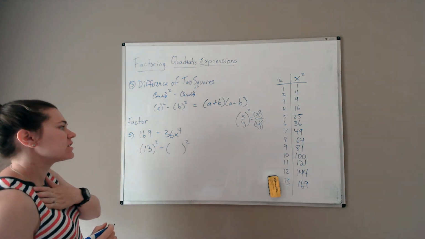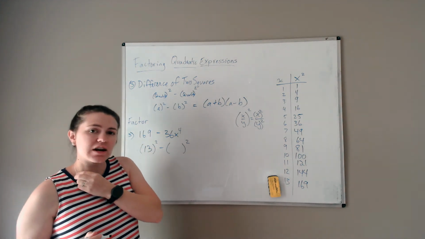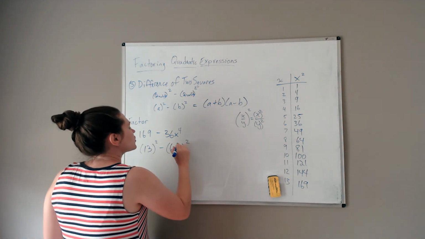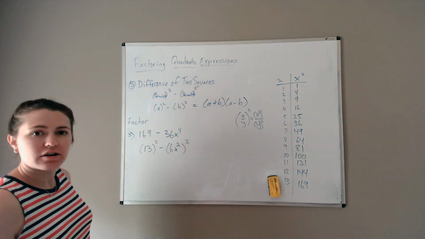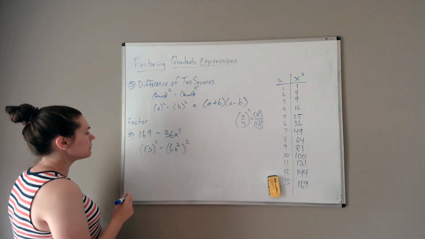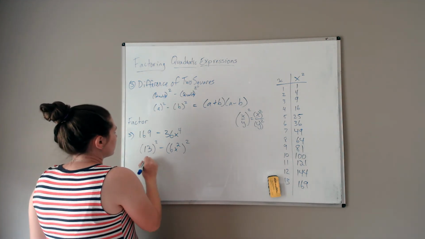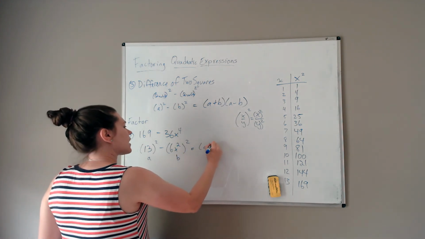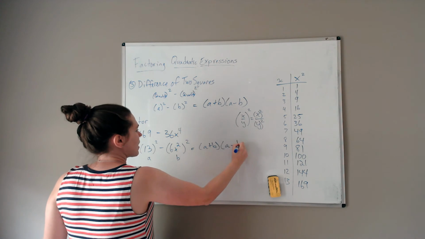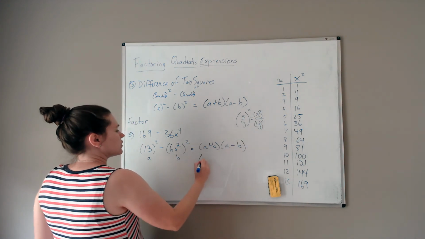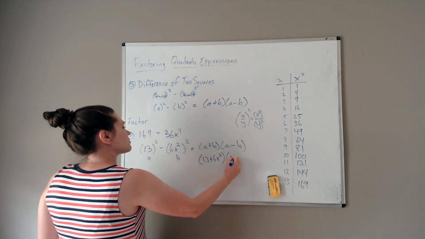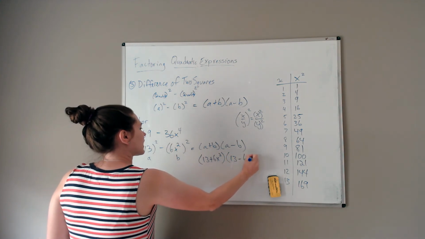Can you take 36x to the 4th and write it as something squared? Yes, that's 6x squared, squared. Okay, so this fits the factoring pattern, so this is going to be A plus B times A minus B, or A minus B times A plus B. So this is going to be 13 plus 6x squared times 13 minus 6x squared.